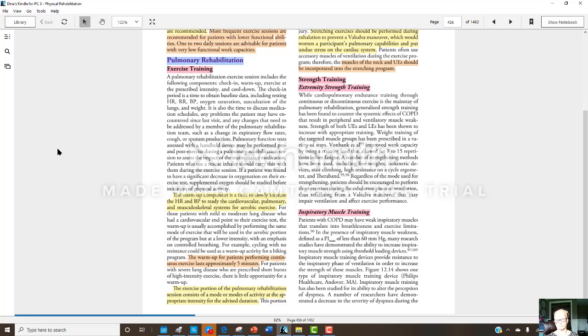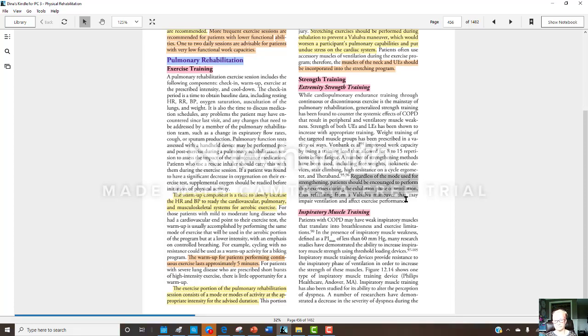Van Bank et al. 94 improved work capacity by using a training load that allowed for 8 to 15 repetitions before fatigue. A number of strengthening methods have been used, including free weights, isokinetic devices, step climbing, high resistance on a cycle ergometer, and Theraband. 95, 96 Regardless of the mode used for strengthening, patients should be encouraged to perform these exercises during the exhalation phase of ventilation, thus refraining from a Valsalva maneuver that may impair ventilation and affect exercise performance.